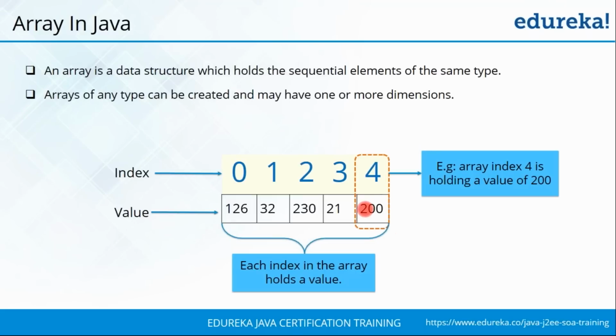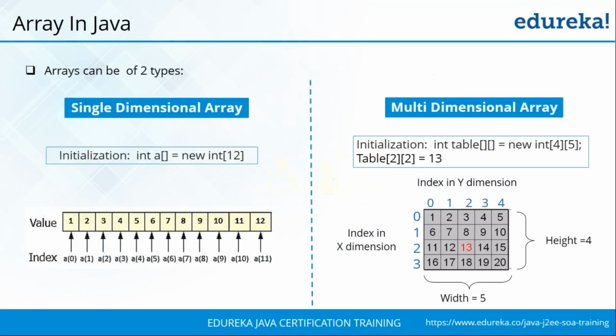Same thing here. Let's say you want the value 200, then what you need to do is specify the name of the array and the index is 4. So I hope with this you've got an idea of what an array is. Now again, don't misunderstand that an array is only a sequential memory location. An array can be either single dimensional or multi-dimensional. Talking about the different types of array, you have two types, single dimensional and multi-dimensional.